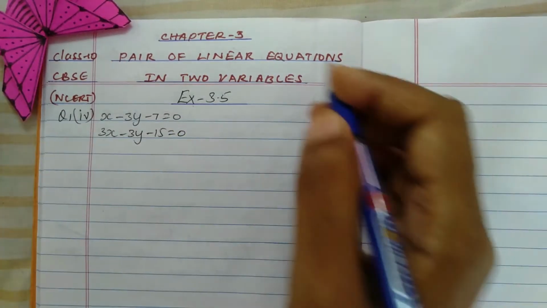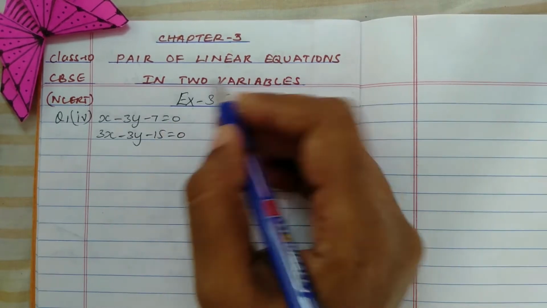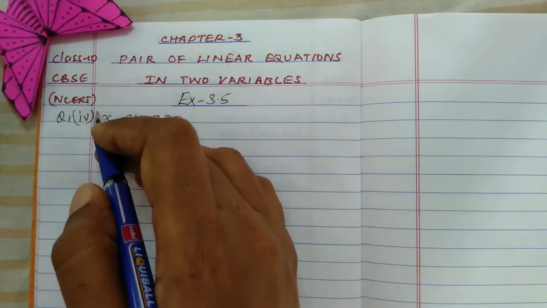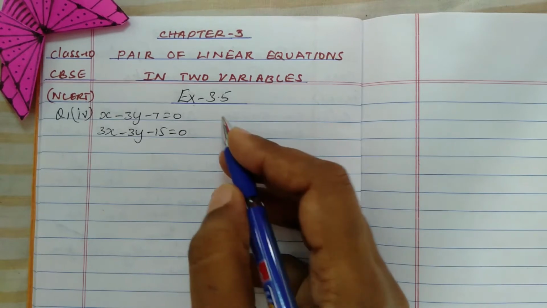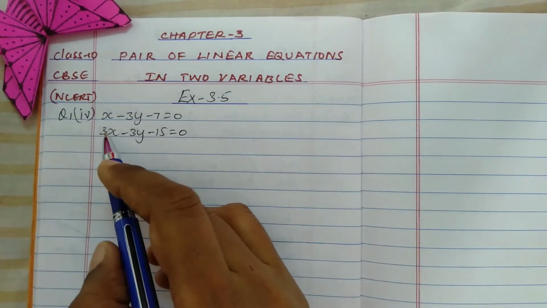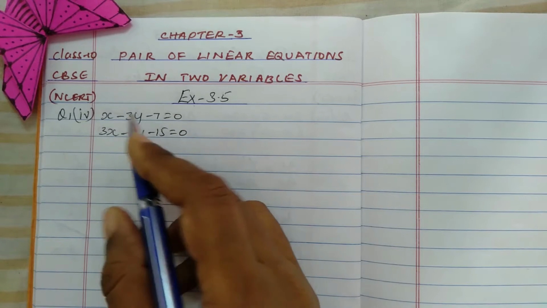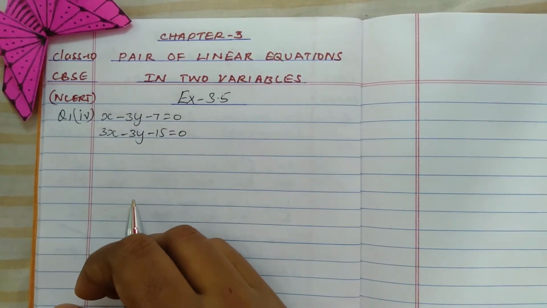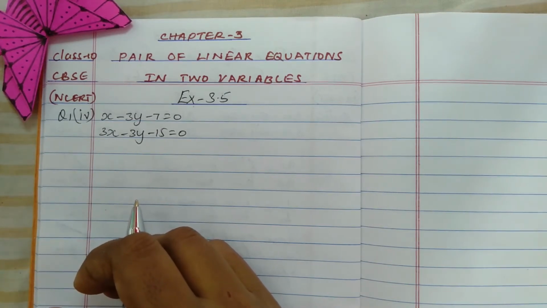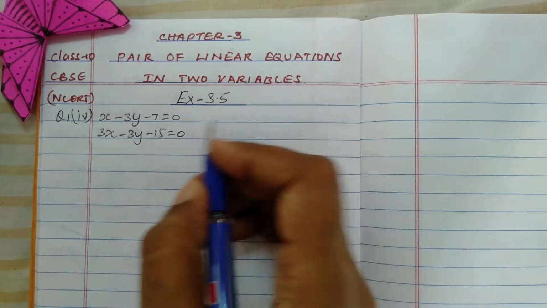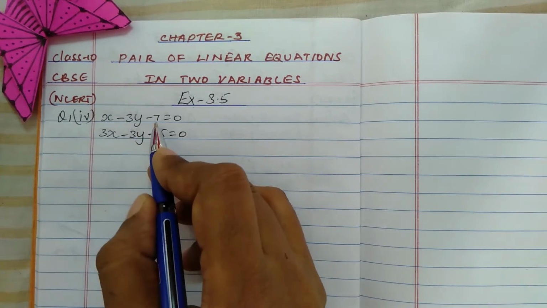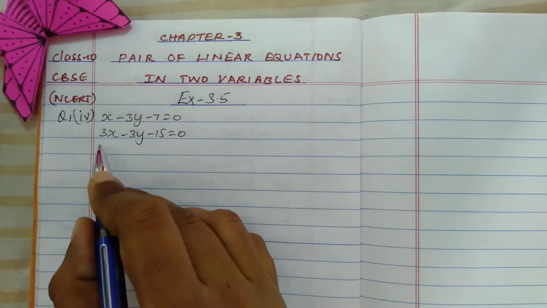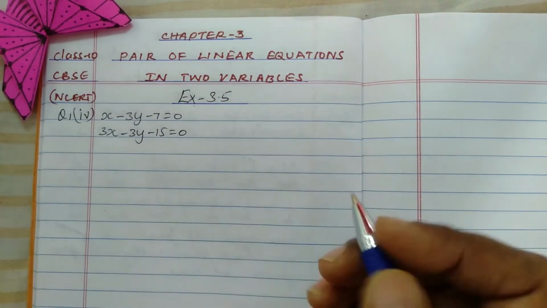Today we shall continue with chapter number 3, pair of linear equations with two variables of class 10 CBSE NCERT syllabus. We are in exercise number 3.5, question number 1, fourth part. We are given these equations, we have to find the type of solution they give us, and if it is a unique solution then we have to solve these equations using the cross multiplication method. So now let's see what the equations are. x minus 3y minus 7 is equal to 0 and 3x minus 3y minus 15 is equal to 0.